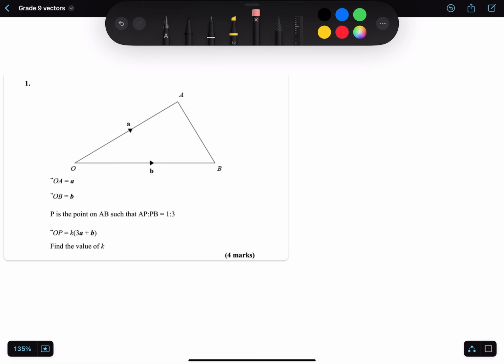In terms of vectors, what they are is essentially pathways. So in this question, they give you OA equals A and OB equals B, which means when you want to go from O to A, the vector for that is A. So that pathway is A. The vector tells you the length of that path, and it also tells you the direction of that path. So this specific direction and length has been assigned the letter A.